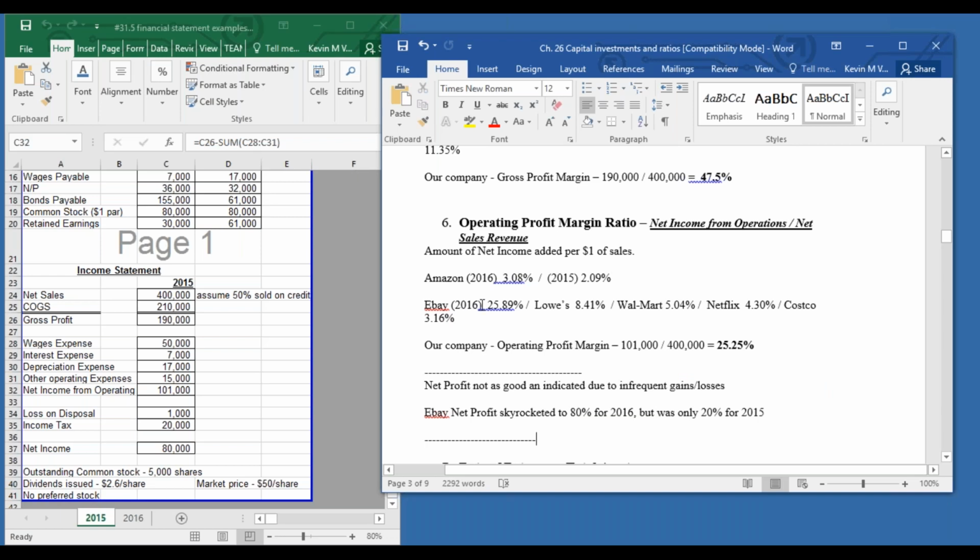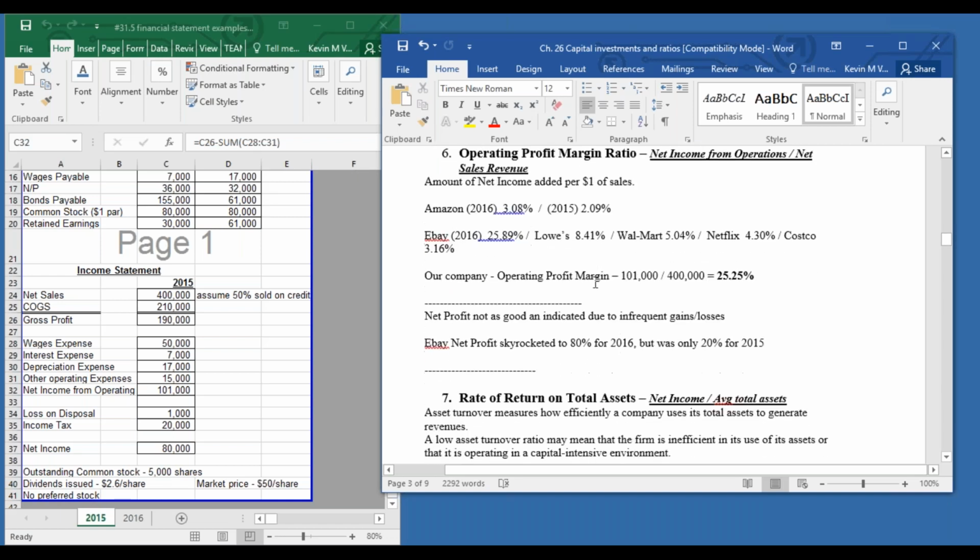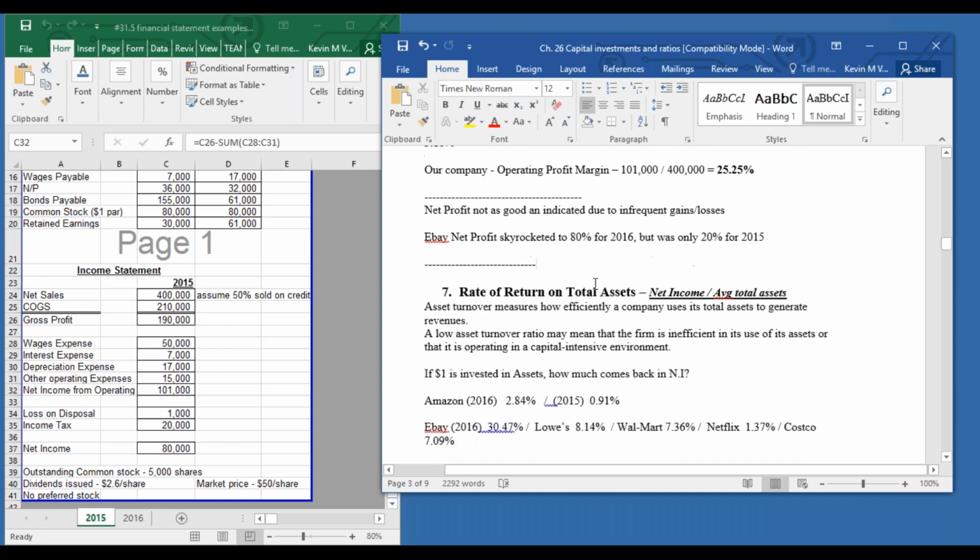As an investor, you like small trends, not big jumps and spikes every now and then, because then it's hard to gauge how well the company's doing. All right, rate of return on total assets. We've got 4 more to do here: 7, 8, 9, and 10.